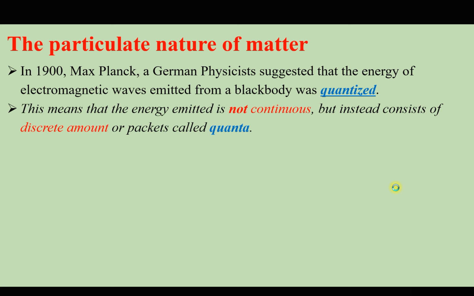This means that the energy emitted is not continuous. It doesn't take on continuous values, but instead consists of discrete amounts or packets called quanta. To understand the difference between energy being quantized and energy being continuous, I will demonstrate this with a simple diagram. Let's assume an object is to be moved from the floor up to a certain height.